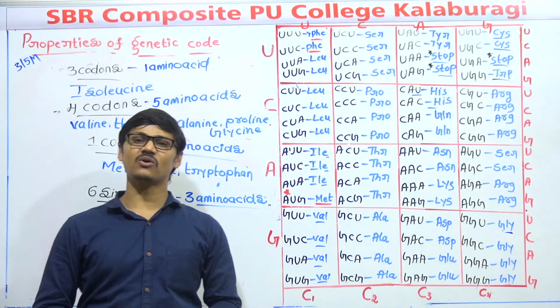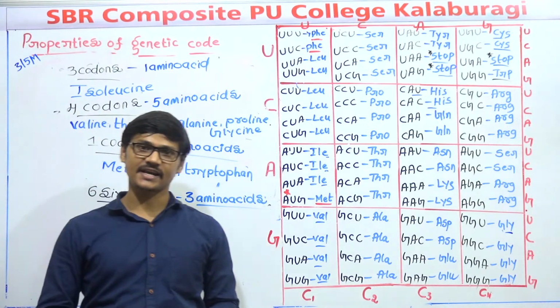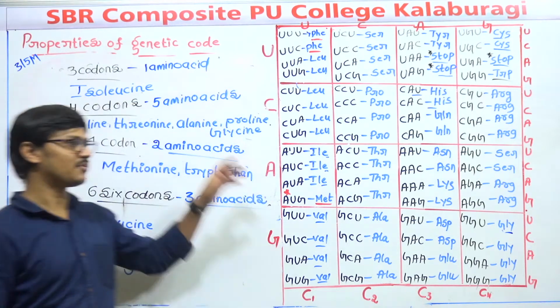So that is all about today's class. In the next class, again, we shall continue with these properties of genetic code.